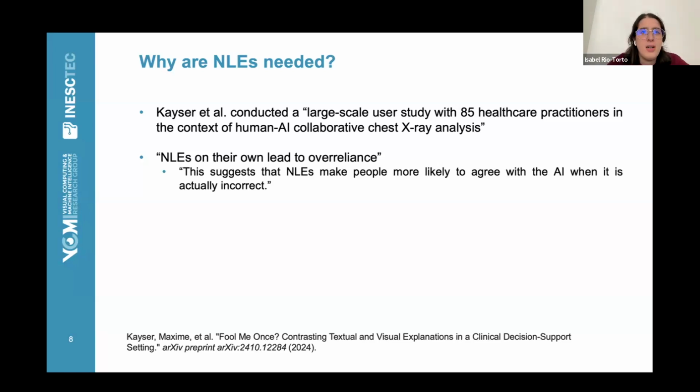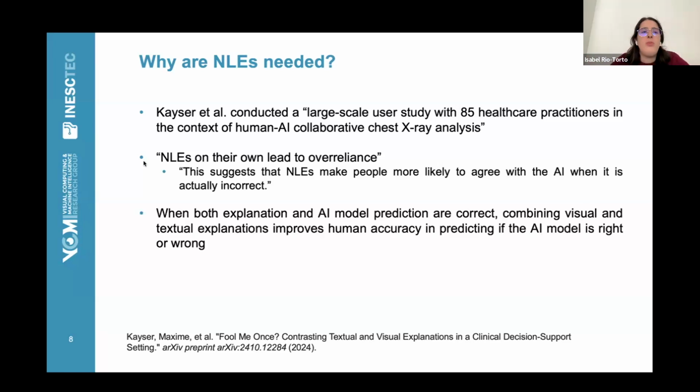So I would say NLEs are more convincing as to the AI decision. But interestingly, when combining both explanations, both visual and textual, the accuracy increased. So humans predicted better if the AI model was right when they were presented with a combination of both NLEs and visual explanations. So again, here a bit on the complementarity of the different modalities of explanations. And of course, here they only evaluated NLEs and visual explanations, but they could also have included things like Wilson mentioned, like example-based explanations, concept-based explanations, any kind of explanation, really.